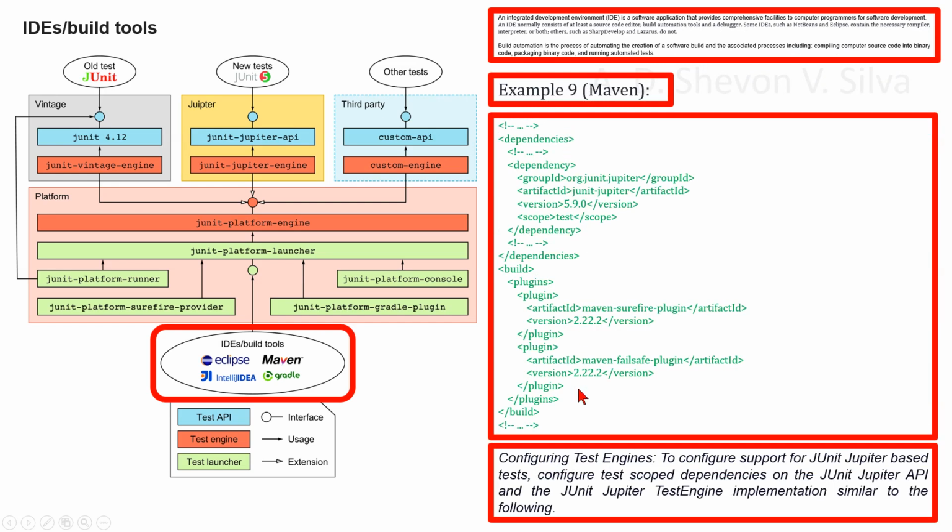As an example 9, we can consider Maven configuring test engines. In order to have Maven Surefire and Maven Failsafe run any test at all, at least one test engine implementation must be added to the test classpath. To configure support for JUnit Jupiter based tests, add test scope dependencies on the JUnit Jupiter API and the JUnit Jupiter test engine implementation, similar to the following.